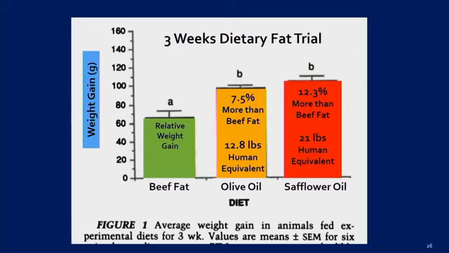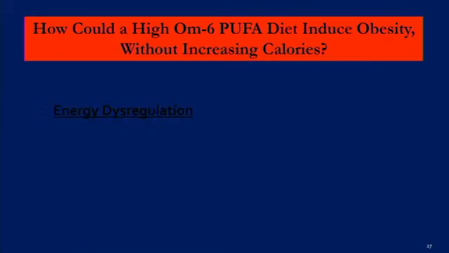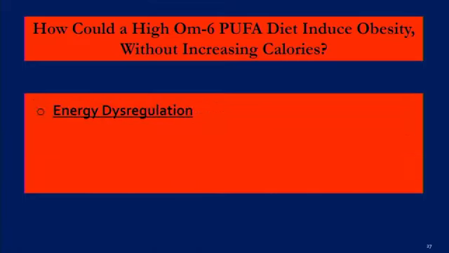So how is this possible? They all consumed the same calories. They all consumed the same macronutrients. The only difference was the omega-6, right? So here's the question. How could a high omega-6 PUFA diet induce obesity without increasing calories? And the answer is energy dysregulation.